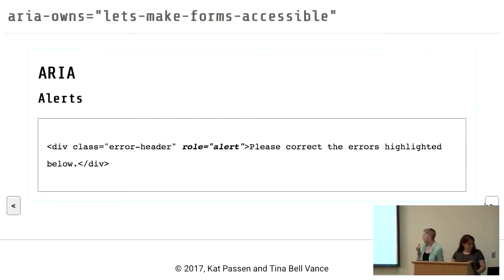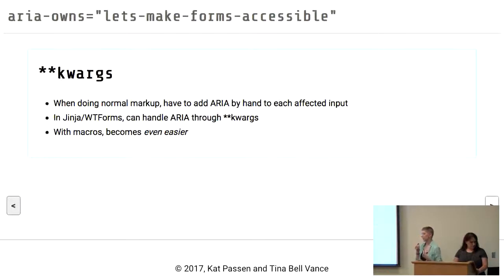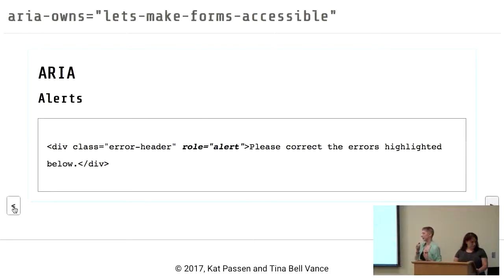And finally, we're going to alert the user as soon as something's wrong. So this role equals alert is special. What this does is as soon as it is placed in the page, it will shout alert or beep at you, depending on what screen reader you're using. And then it will read out the contents of the tag that it's on. So this will beep, shout, alert, and say, please correct the errors highlighted below. And you can use this for errors or for successes or for anything where you need to immediately inform the user something has changed.